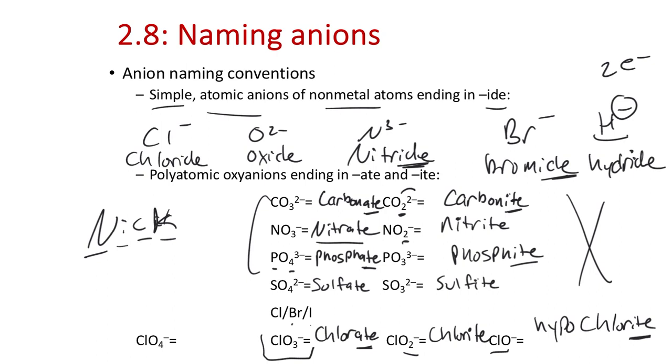And then if we add an O to the ate, so we go from chlorate, add an O to go to ClO4 minus, we're going to keep the ate ending and put per out in front. So we call this perchlorate. So we pick up the per, keep the ate, and then when we took that second O away, we kept the ite and then went hypo out in front.